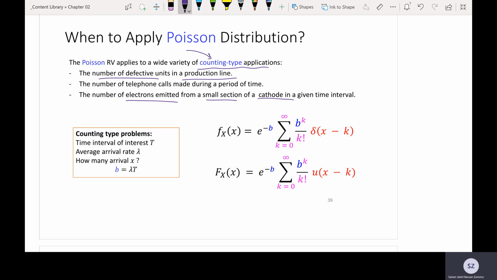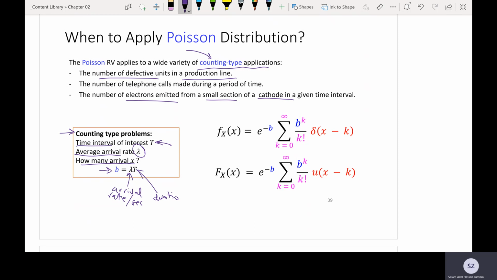Okay, the way we look at it is, as I mentioned, counting type applications. So we look at a specific time interval T, and we say that the average arrival rate is lambda. So within 30 seconds, the average arrival rate is lambda. In this case, how many arrivals come is basically B, where lambda is the arrival rate per second, and T is the duration.